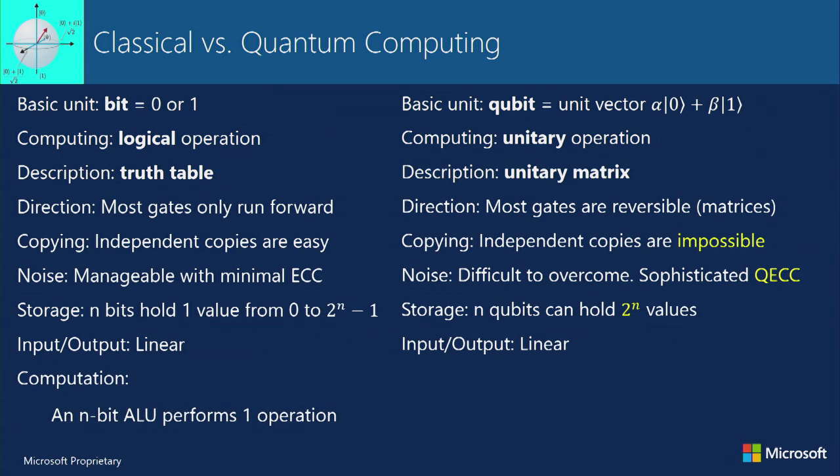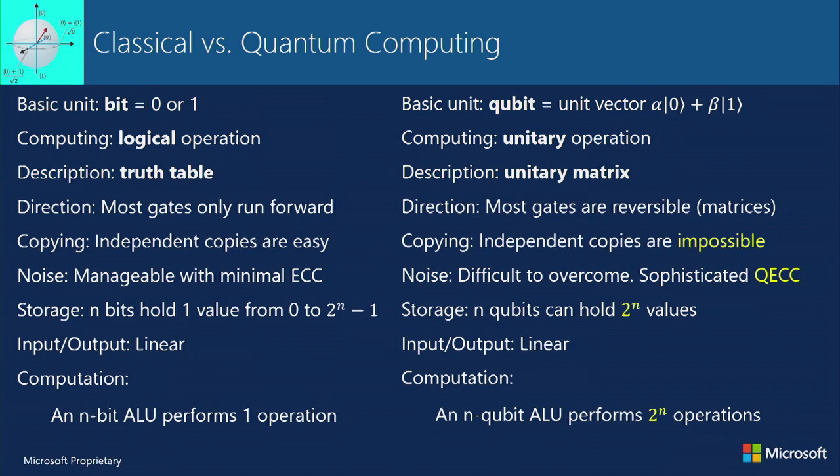Back to the good news, the computation. Normally in an n-bit ALU, we do one operation, say on 2 values. Quantumly, an n-qubit ALU does 2 to the n operations at once. So we get massive parallelism on massive amounts of data, but it's just as hard to put the data in and really hard to get the data out.